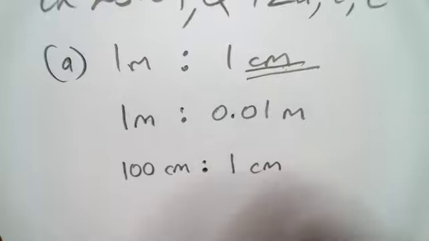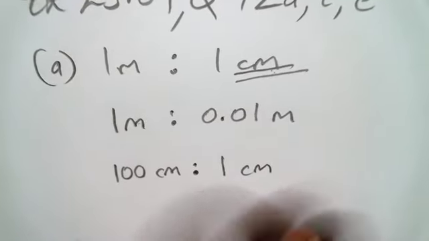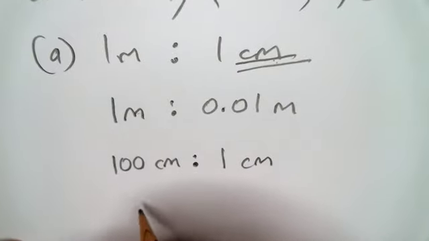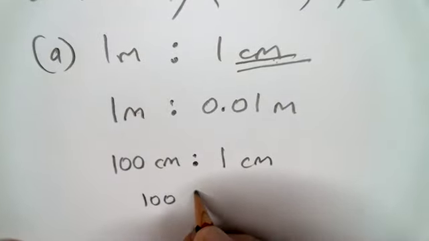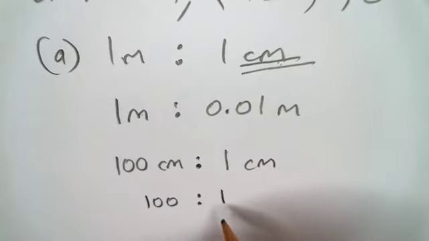Now there is a little bit of a problem here, and that is we don't usually have units for ratios. So I would rewrite this as the ratio is 100 to 1. And that is the correct ratio. We would not normally place units in that. So the ratio would be 100 to 1. All right, that was A.